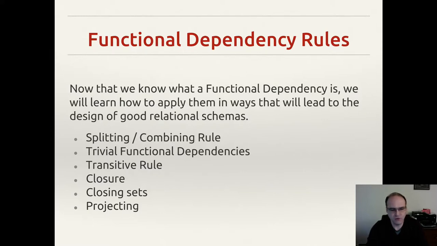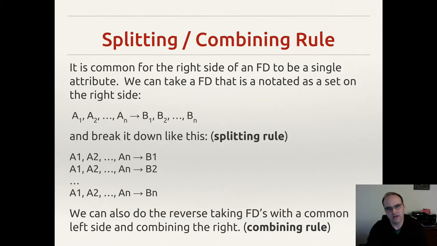And that's really where we're going to stop off. Once you have closures, you can look at subsets or projections of a relation to see that closures actually apply to certain things, and then determine the minimal key. And that's where we're going to leave it. So let's start with splitting and combining. This is pretty straightforward.